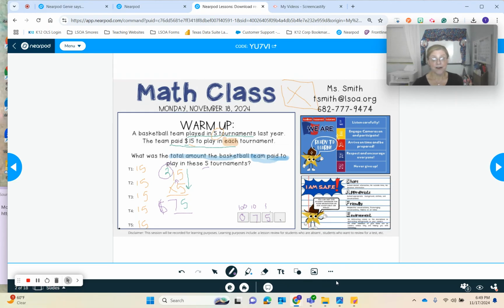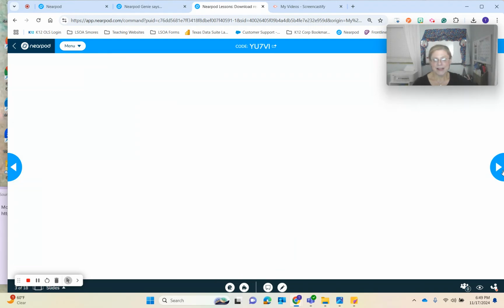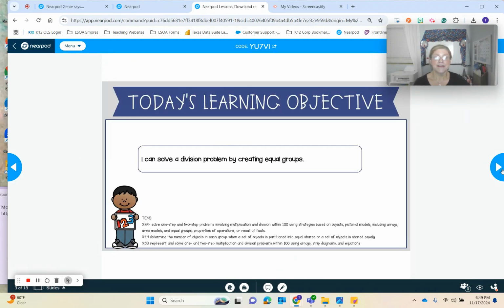I'm going to quickly clear off this page because if I don't, you're going to get this page with all the answers on it. So, moving right along. Today we're going to continue to work on solving division problems to create equal groups.